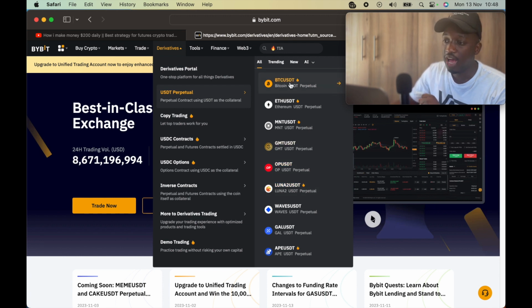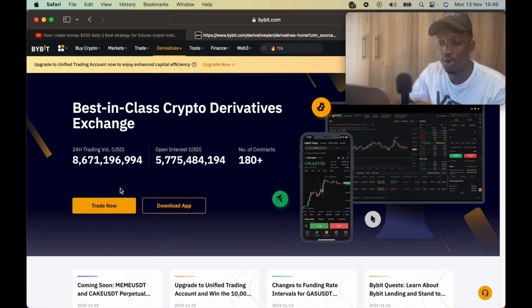So I can simply click this button where it's written BTC USDT, or click this button where it's written trade now. If you're using a mobile app, you're not going to see this dashboard. It's simply going to take you straight to the derivatives trading dashboard.